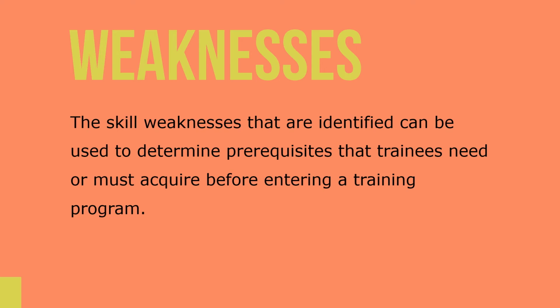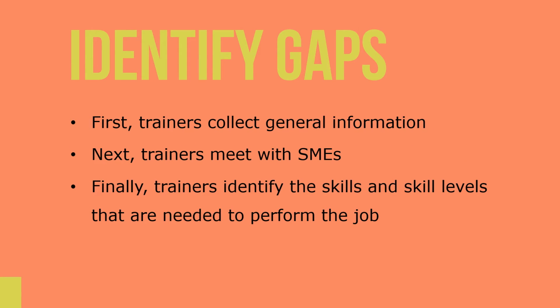How do trainers identify skill gaps? First, trainers collect general information through position-specific training materials and job descriptions. They also observe the job to become familiar with the necessary skills. Next, trainers meet with subject matter experts, including employees, managers, engineers, or others who are familiar with the job. With the help of those SMEs, trainers identify a list of regularly performed activities and prioritize the list according to importance. Finally, trainers identify the skills and skill levels that are needed to perform the activities or job tasks.